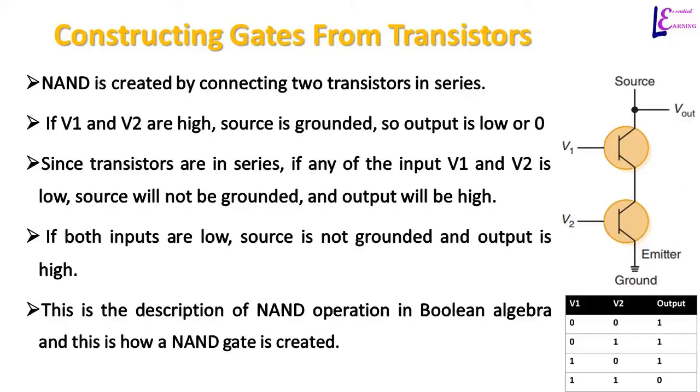NAND gate produces output 0 if all inputs are high. So to create a NAND gate, transistors are connected in series so that there is only one source and one ground. If inputs V1 and V2 are high, source is grounded, so output is low or 0. If any of the inputs V1 and V2 is 0, it will prevent source from grounding, so output would always be high. If both inputs are 0, output will also be 1. This is synonymous with working of NAND gate.